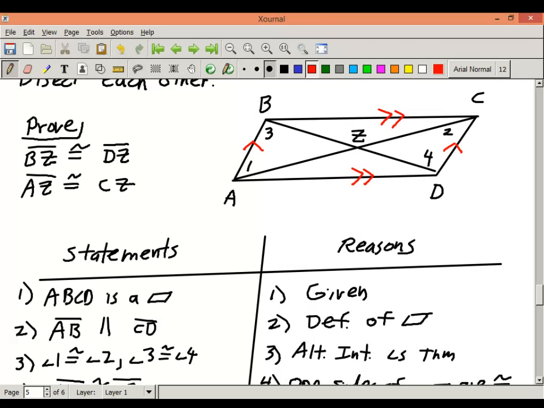Okay, now we say that angle 1 is congruent to angle 2. Do you see the alternate interior angles there? You take your letter Z here. You see that angles 1 and 2 are inside that letter Z, so they're alternate interior angles, and that makes them congruent by the alternate interior angles theorem.